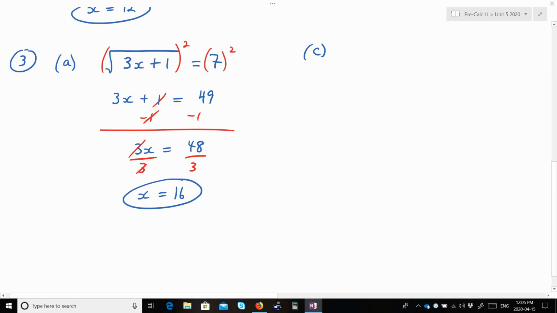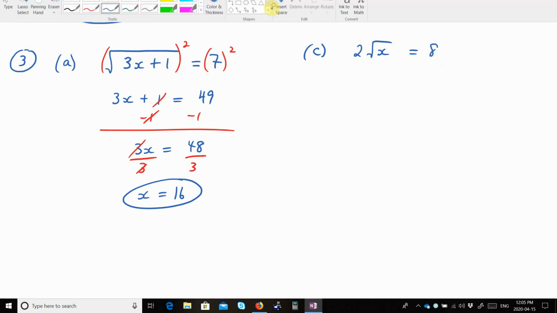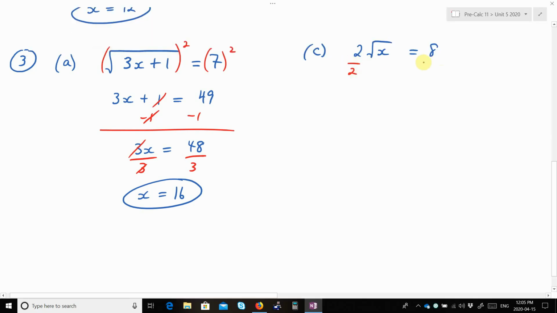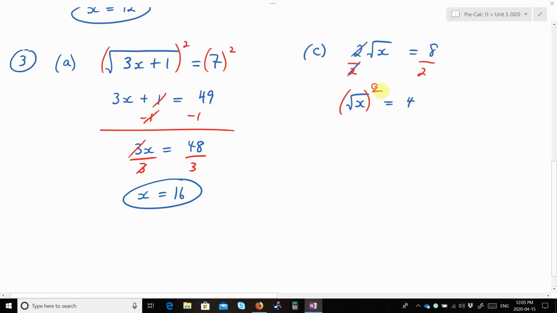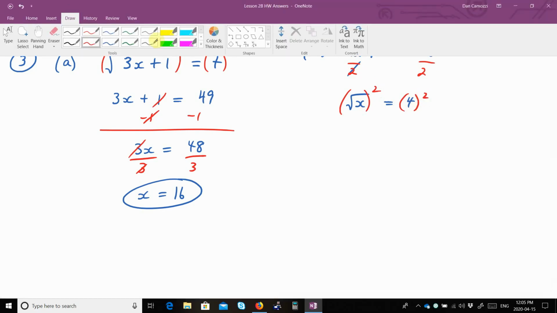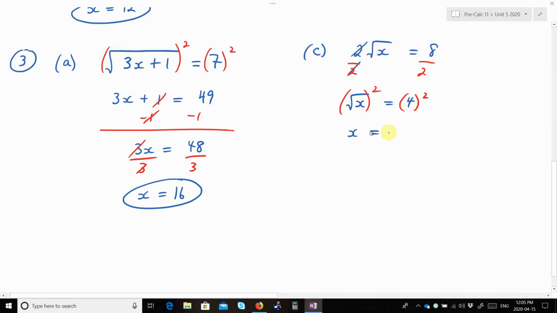Okay, let's check out letter C. We have 2 times the square root of x is equal to 8. So let's isolate the radical. That just cancels to 1, so we get the square root of x equals 4. Square both sides. And we end up getting x equals 16. So if I were to put 16 back in there, the square root of 16 is 4. 4 times 2 is 8, so that works.